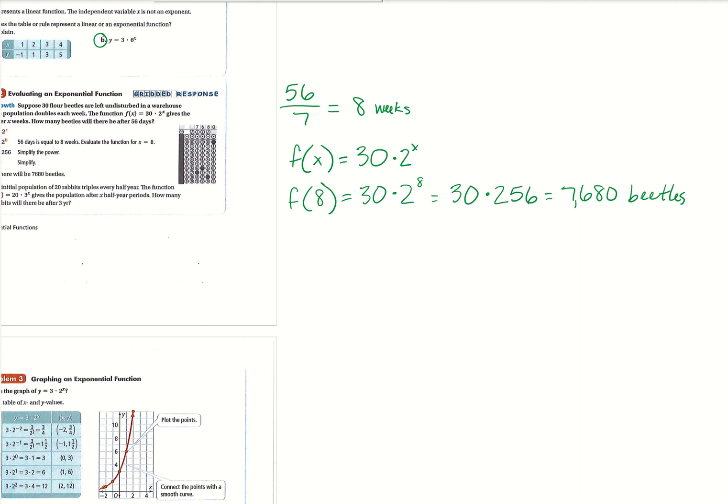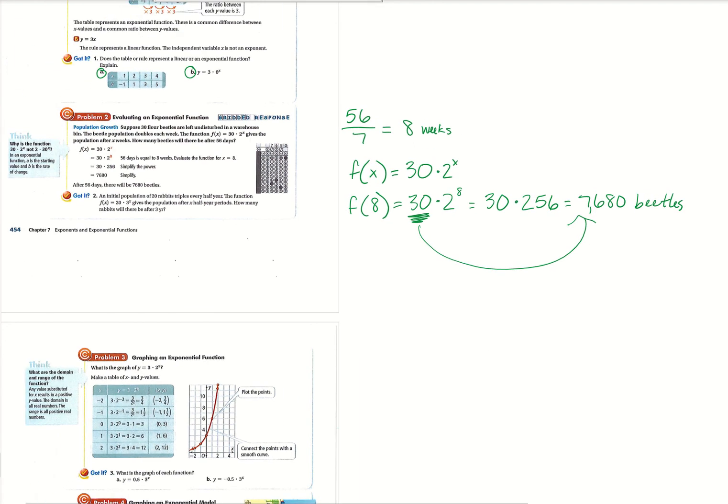Okay, so I think this is actually a great example of just being able to see how quickly things go up or increase when they are an exponential function. All right, we started with 30 beetles. Imagine that in the real world, right? You start with 30 beetles, and suddenly after not even 2 months, we've got over 7,500 beetles, right? That's pretty crazy. But yeah, so that's how those work. All you got to do is plug in for the variable. I won't have you do Got It Problem 2 because I think you guys are capable of plugging in for the variable, and that won't really be an issue moving forward.